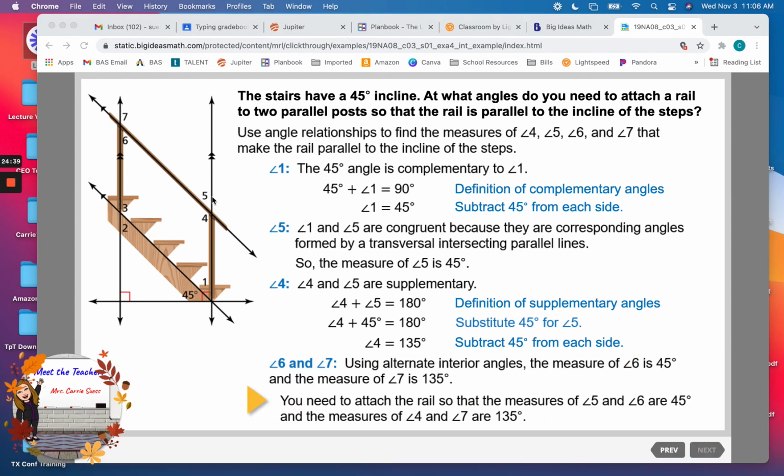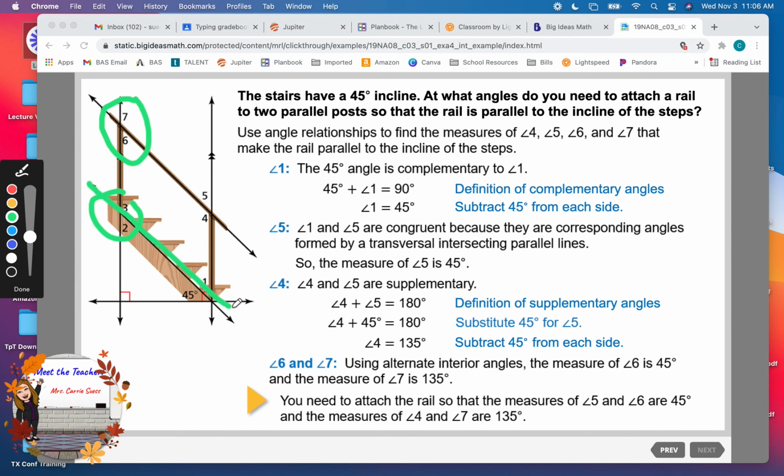Okay, and then does that mean we can solve for 3 and 2? Yes, so now I can compare this set with this set because I'm using these two as my parallel lines. All right, so what is corresponding to 3? 7. So what's the measure of angle 7? Very good. What's corresponding to the 2? 6. So what's the measure of angle 2? 45.